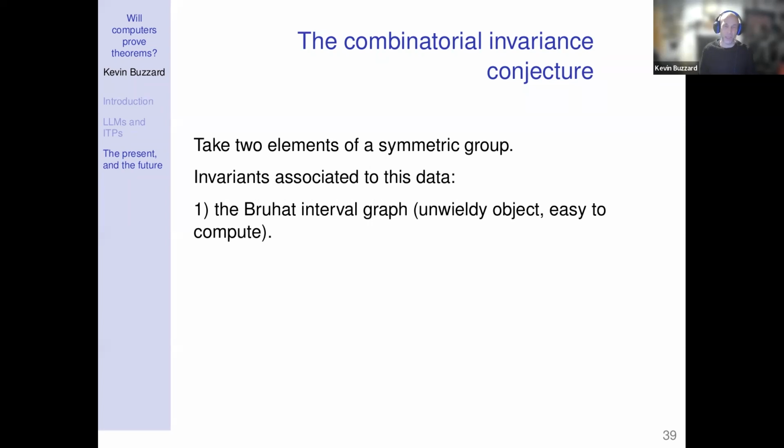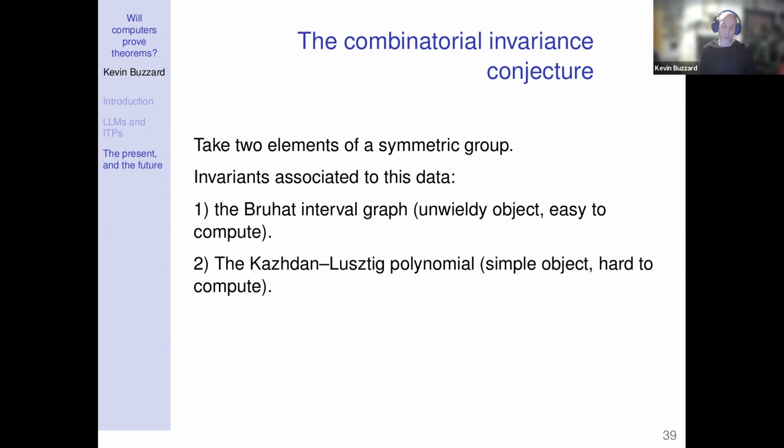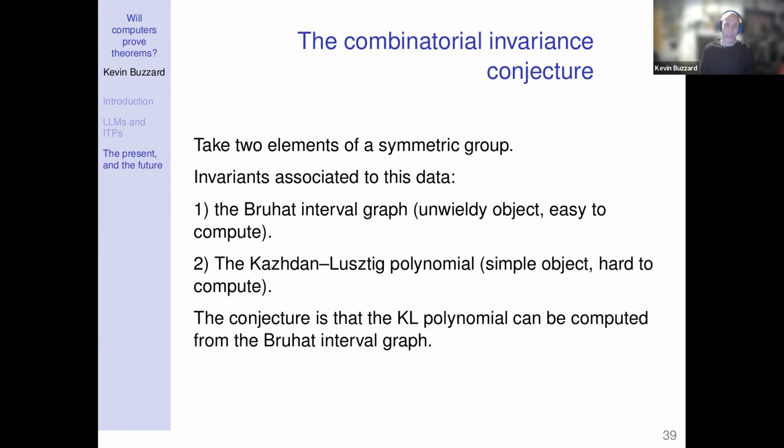It's very easy to compute, but it's a large and complicated object. And another thing you can associate is the Kazhdan-Lusztig polynomial, which is much harder to compute, but at the end of the day, it's just a polynomial. And the conjecture is that you don't actually need the elements of the symmetric group. The conjecture is that the Kazhdan-Lusztig polynomial is somehow encoded in the Bruhat interval graph.